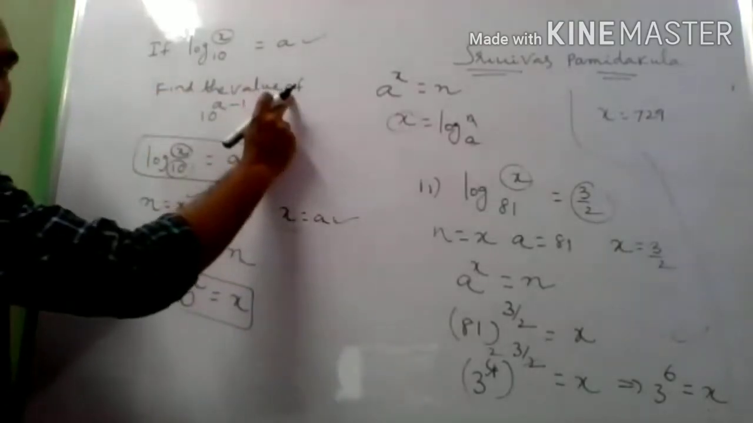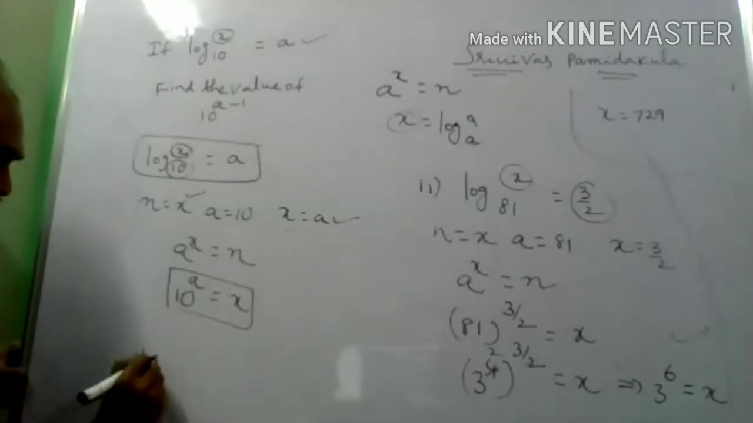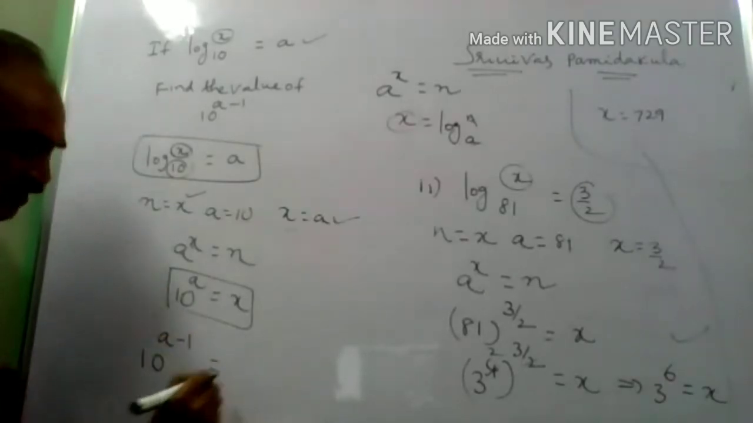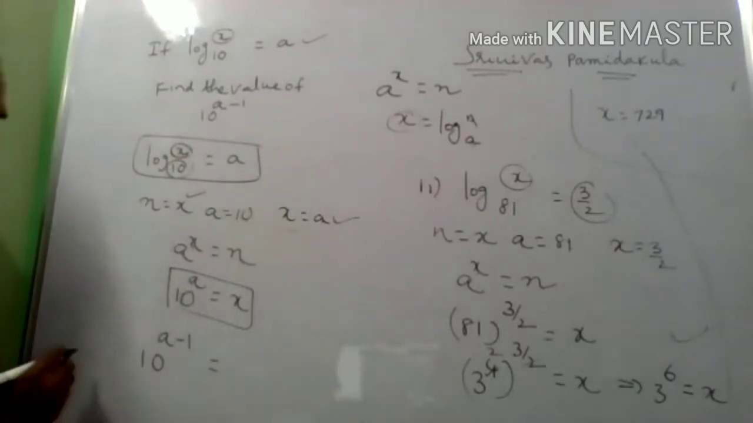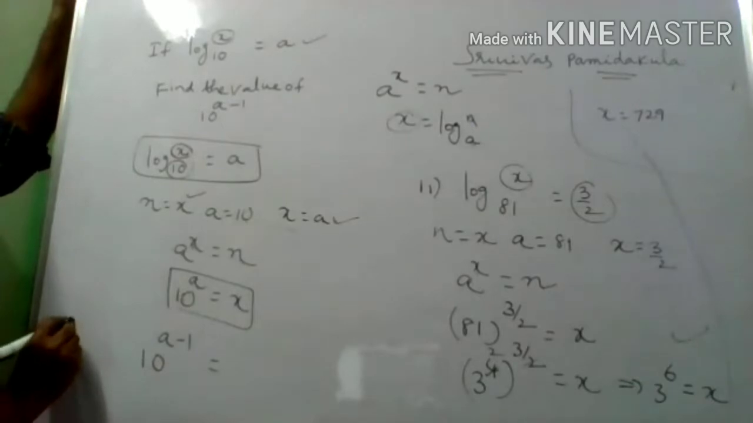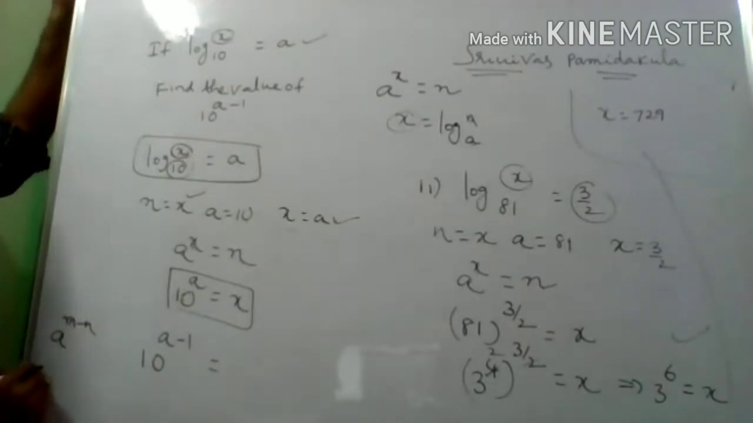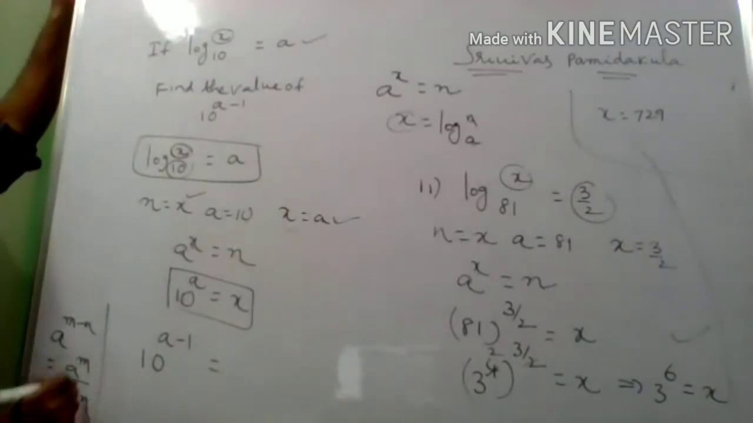Now calculate, students, all of you look at the board. Find the value of 10 power a minus 1. Friends, the formula is a power m minus n is equal to a power m by a power n.